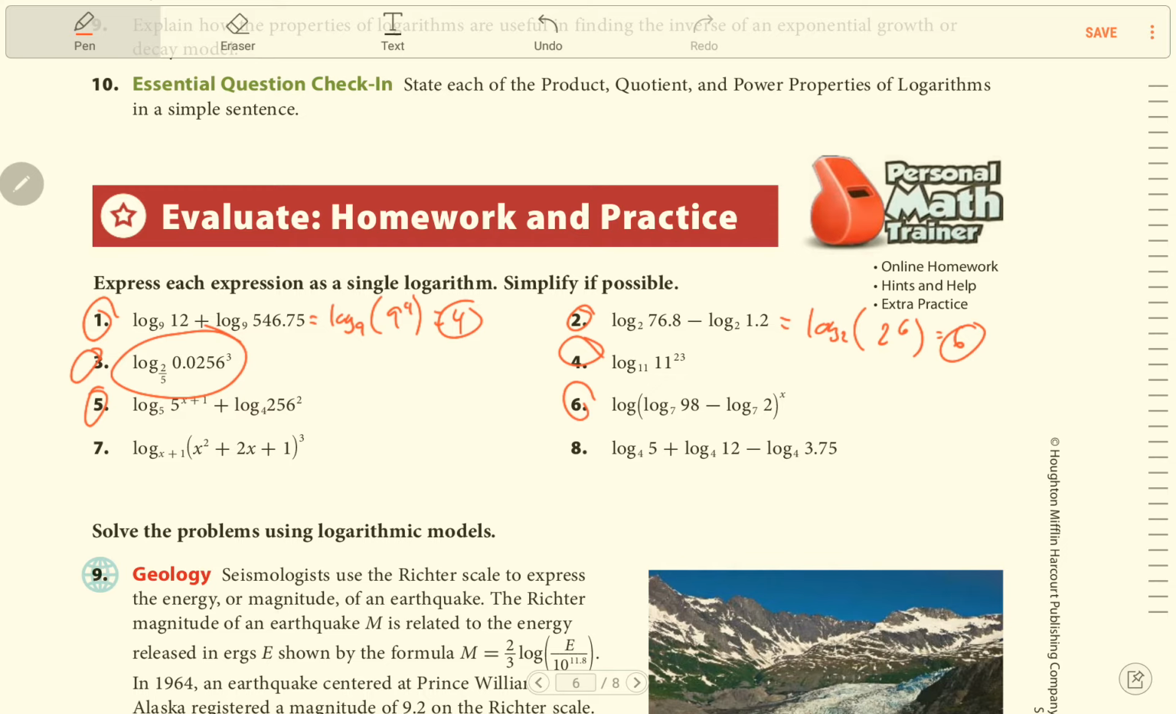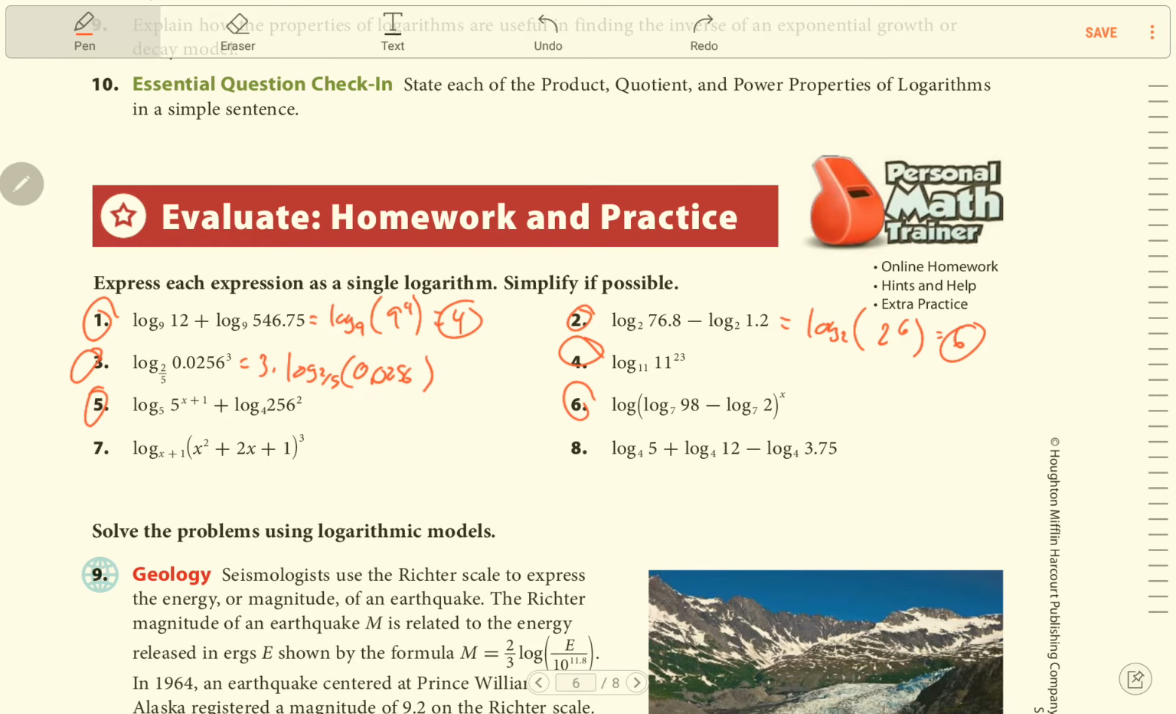All right, this problem right here: log base 2/5 of 0.0256 to the 3rd. Well, since we have a power inside of our logarithm here, we can bring that power out front and make this 3 times log base 2/5 of 0.0256. And now it's just a matter of figuring out if 0.0256 is some power of 2/5. How can we figure that out? Well, we can take the number 2/5 there.